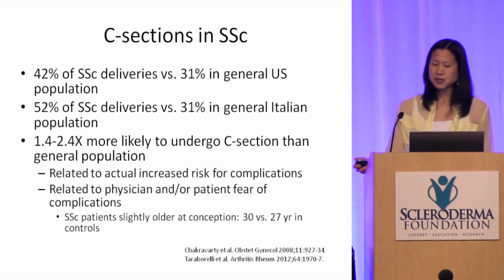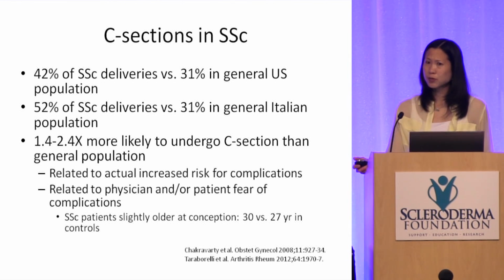And this could be related to the actual increased risk for complications, or it could just be a perceived risk by the patient and the physician that they want to avoid complications with vaginal delivery. So patients with scleroderma are slightly older at conception, 30 compared to 27 in the general population, the mean age for pregnancies. However, that age difference could be playing a role in why physicians decide that they want to do a C-section rather than vaginal birth in scleroderma patients.